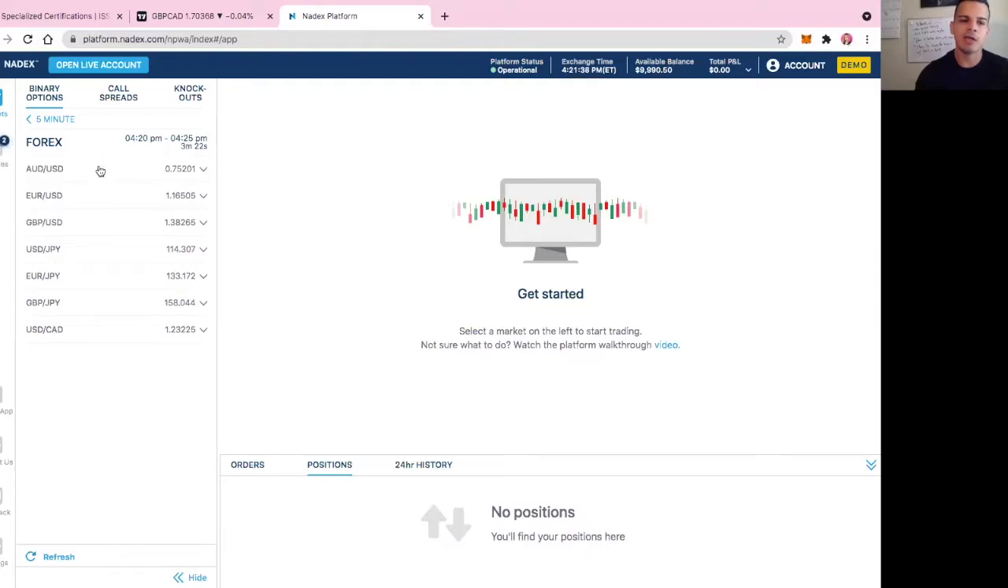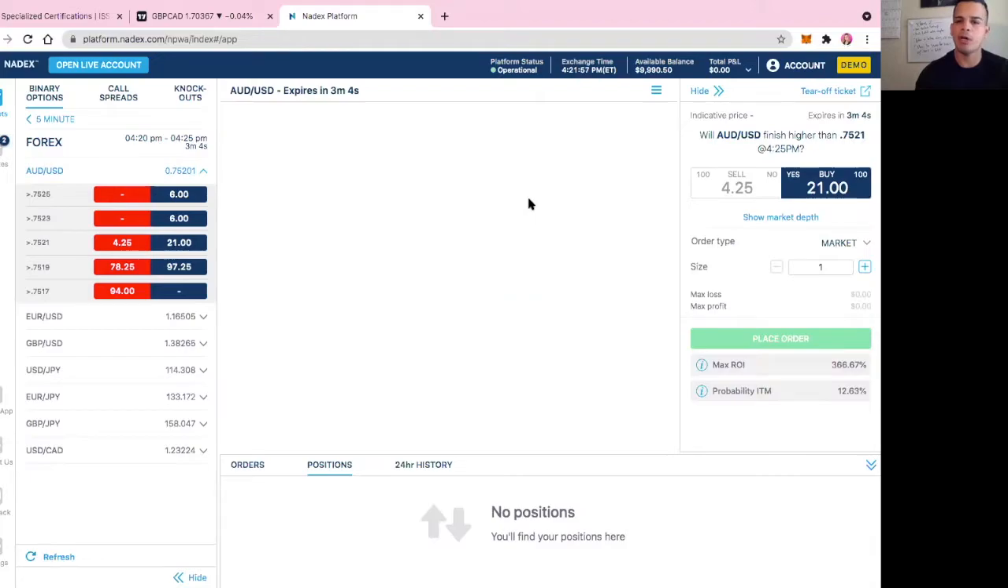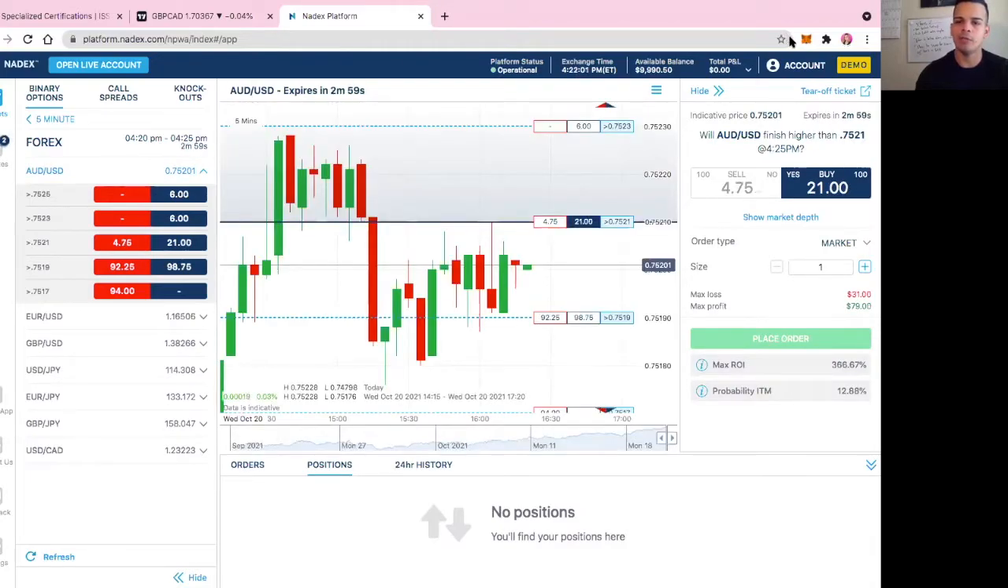So let's say I click on AUD USD. A pop-up menu will pull down. The red means sell, blue means buy. So these are the areas you can enter, and it's telling you currently the profit potential and the loss potential on those entries for those contracts. If I click on any one of them, it doesn't really matter, a chart pops up. So now we have the chart available for us.